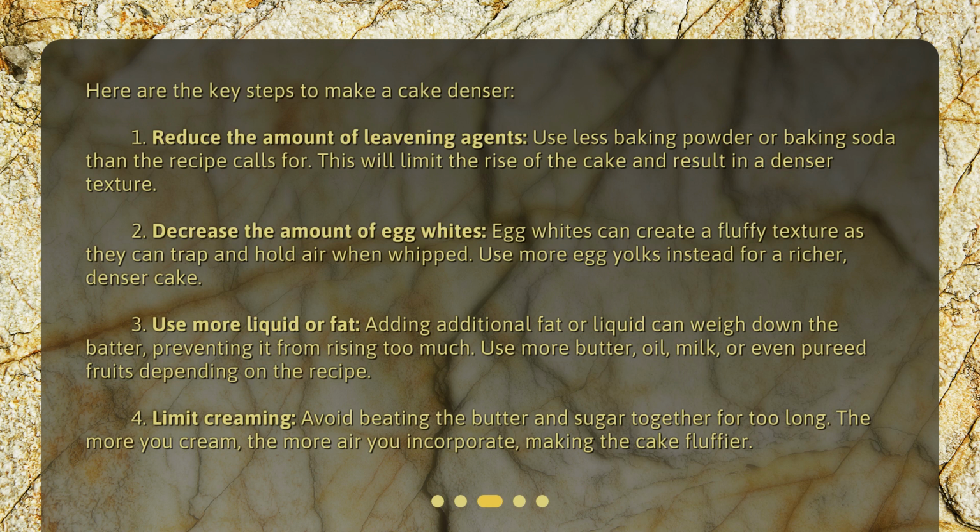Here are the key steps to make a cake denser. 1. Reduce the amount of leavening agents. Use less baking powder or baking soda than the recipe calls for. This will limit the rise of the cake and result in a denser texture.